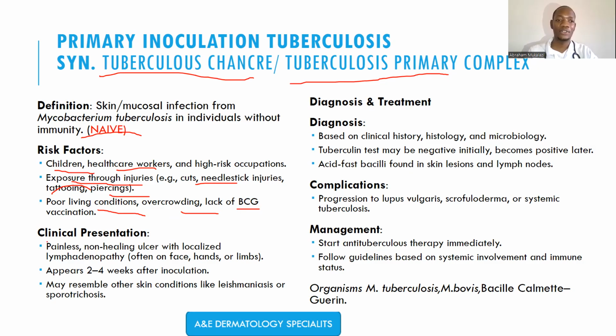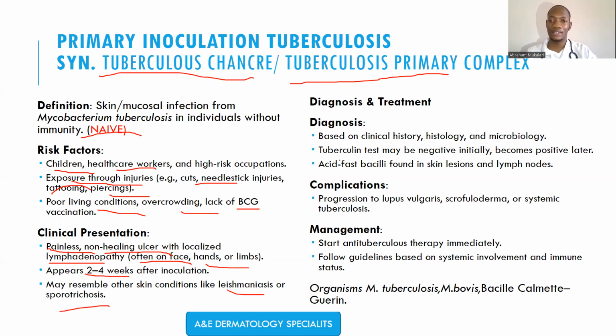So for the clinical presentation, someone will present with a painless, non-healing ulcer, which usually comes with localized lymphadenopathy. Oftentimes we see it on the face, hands, and extremities, these areas that are usually in contact with the environment, and it usually appears about 2 to 4 weeks after inoculation. So if you have the incident today, then 2 to 4 weeks later you get this non-healing ulcer. Then it may resemble other skin conditions like leishmaniasis and sporotrichosis.